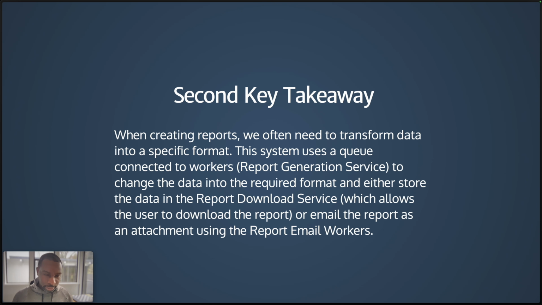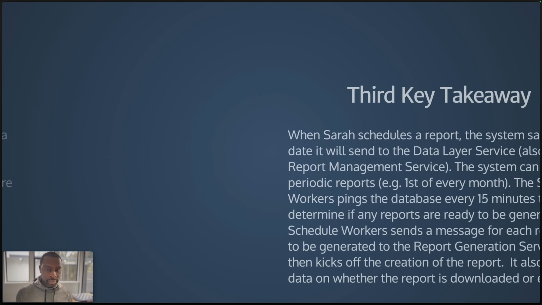Second key takeaway. When creating reports, we often need to transform data into a specific format. The system uses a queue connected to workers, the report generation service, to change the data into the required format and either store the data in the report download service, which allows the user to download the report, or email the report as an attachment using the report email workers.